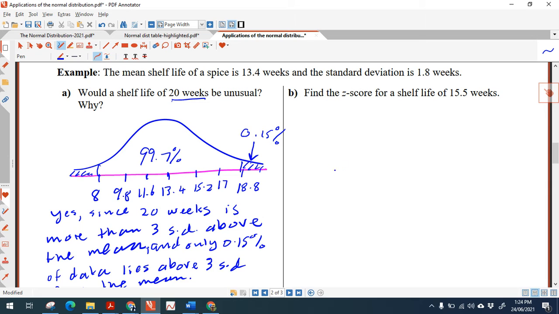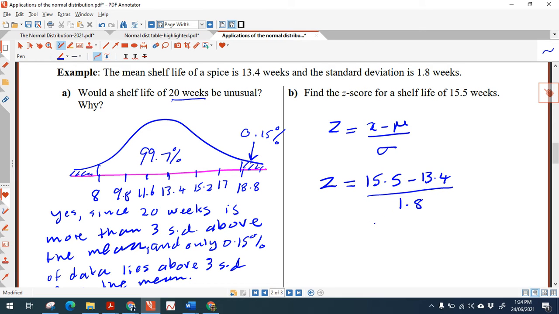Well, we know our Z-score formula here, don't we? The Z-score formula is X minus mean divided by the standard deviation. So that's going to give us Z equals 15.5 minus 13.4 divided by 1.8, which equals 1.16 repeating.